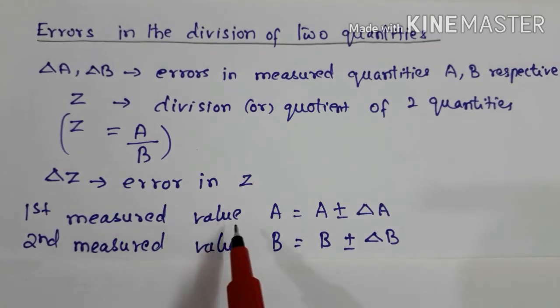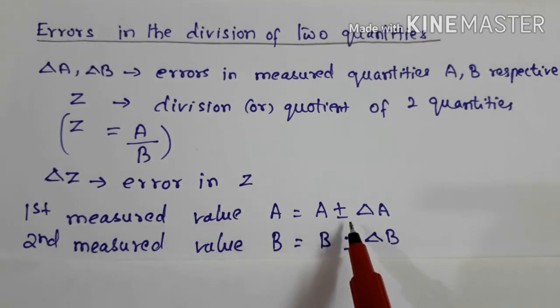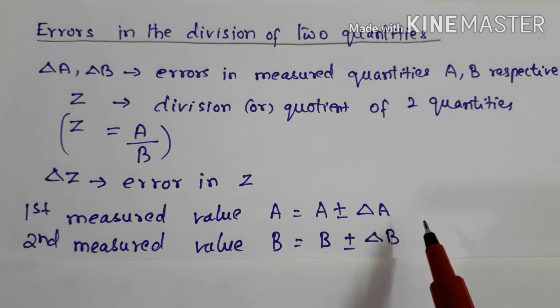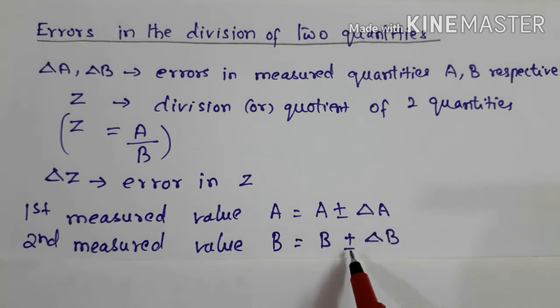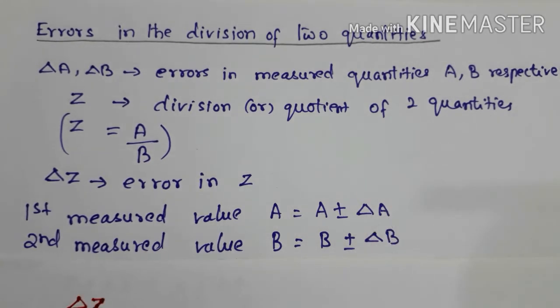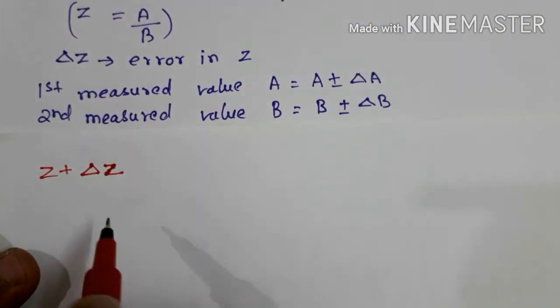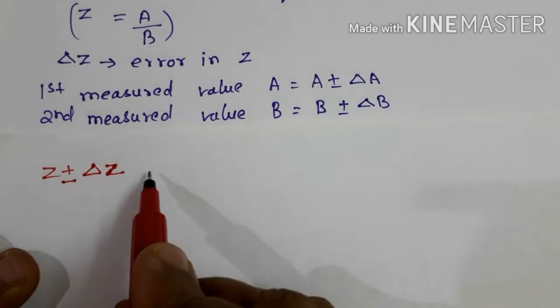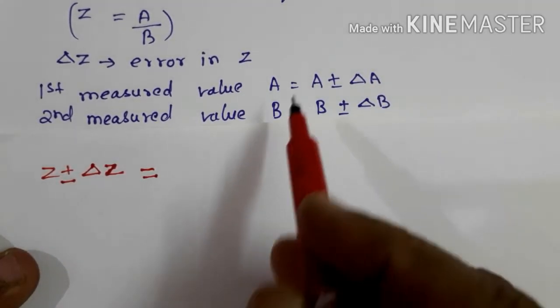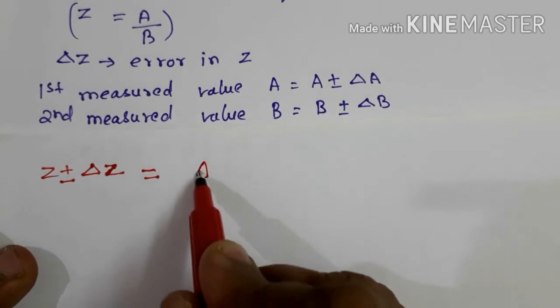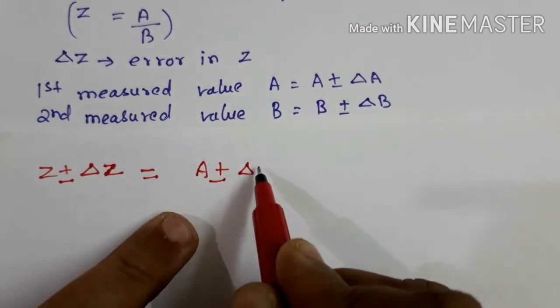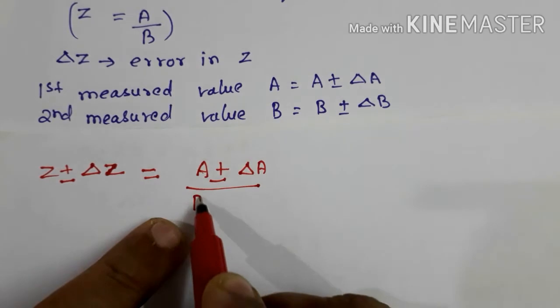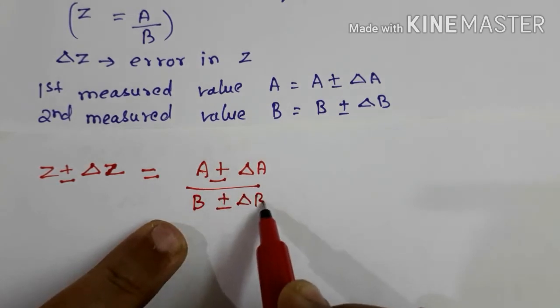The first measured value is A equal to A plus or minus delta A, and the second measured value is B equal to B plus or minus delta B. Okay, now we have to divide these two quantities. So the resultant will be Z plus or minus delta Z is equal to dividing these two quantities. So what will you get? A plus or minus delta A divided by B plus or minus delta B.